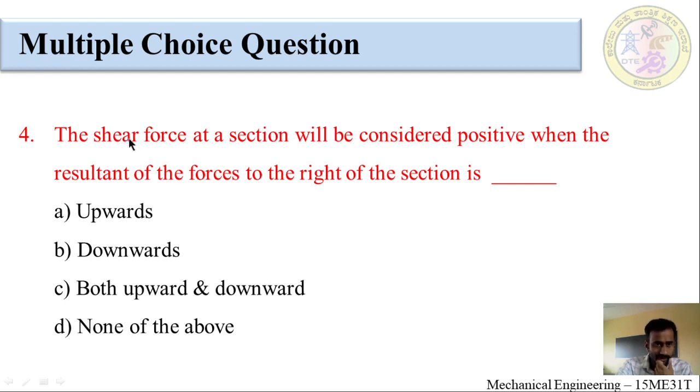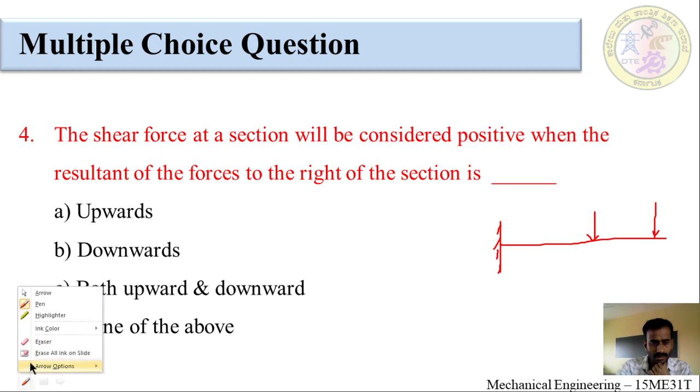Now, the fourth question, the shear force at a section will be considered positive when the resultant of the force to the right of the section is. When you consider to the right of the section, if it is a beam, if the loads are on the right side, whether the shear force should be considered positive and the load should be downward or upward or both upward and downward or none of the above. So, among the given options you have to mark the correct answer.